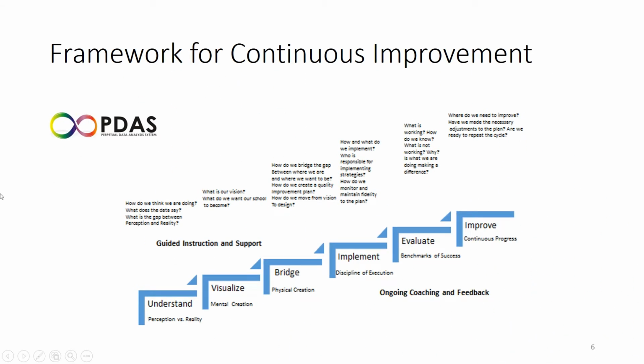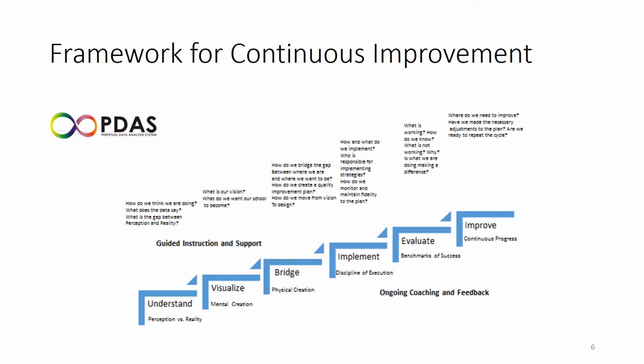Let's take a deeper look at each of the phases of the PDAS system. Phase 1, understand, is really about using data to understand where our school is now and how we got there. This first step challenges staff's current paradigms of how we see the problem and how we interpret the school's current performance. The gap between where staff perceive they are and where the data says they are will lead to a true understanding about how the school is currently performing.